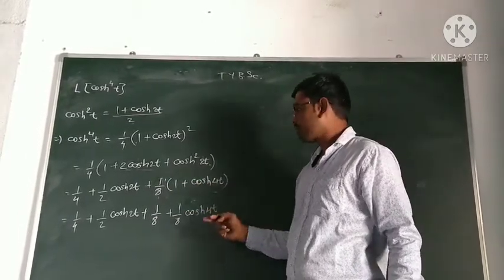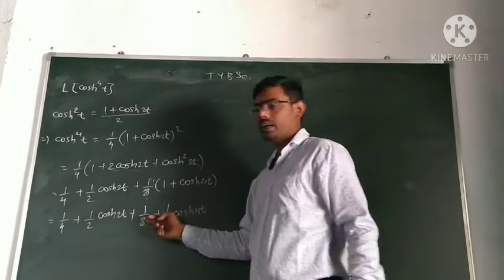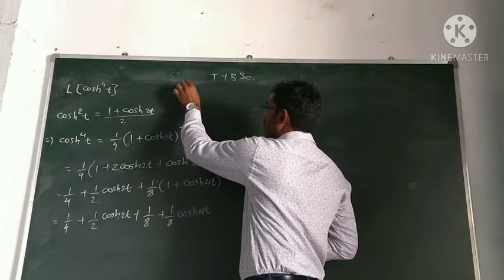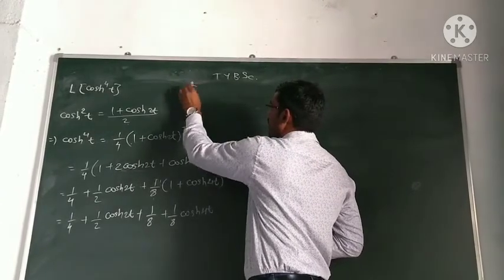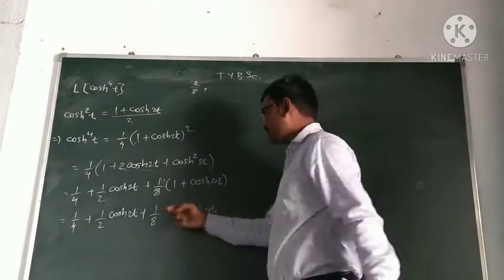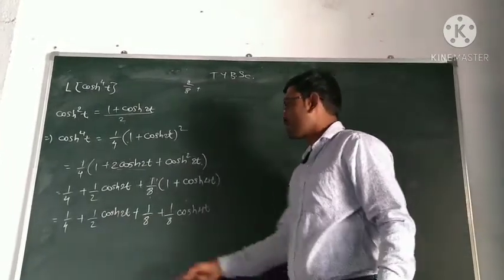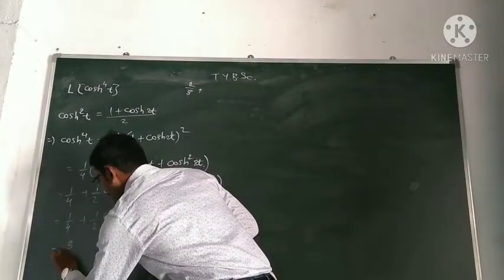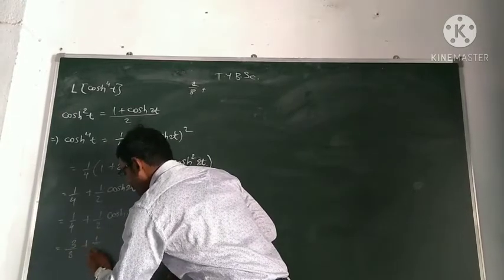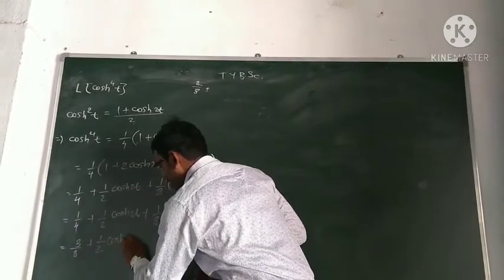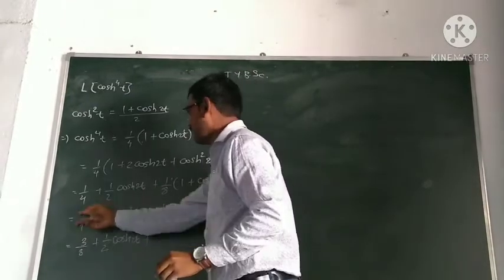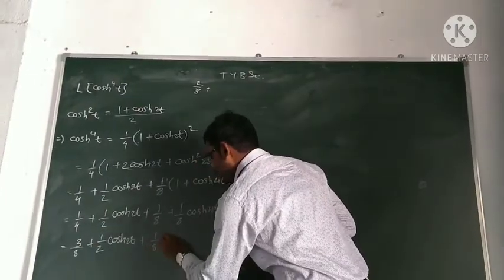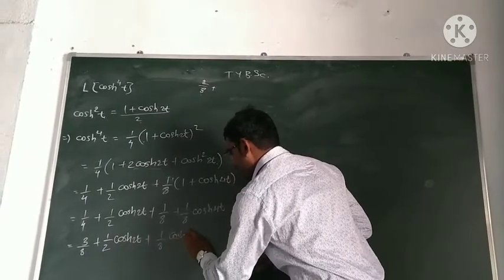Now this is 1 by 4, this is 1 by 8. We can write 1 by 4 by multiplying and dividing by 2, so 2 by 8 plus this 1 by 8. So 1 by 4 plus 1 by 8 is equal to 3 by 8. This is equal to 3 by 8 plus 1 by 2 cos h 2t, and already 1 by 4 plus 1 by 8 is 3 by 8, so plus 1 by 8 into cos h 4t.